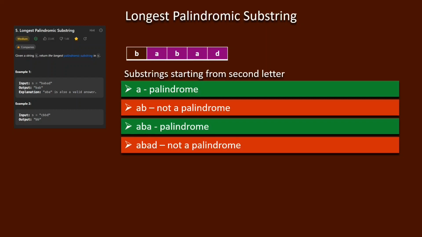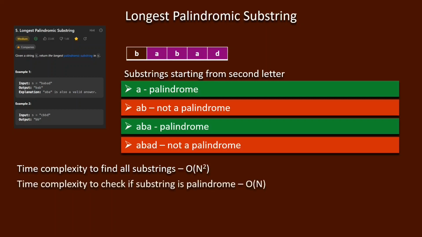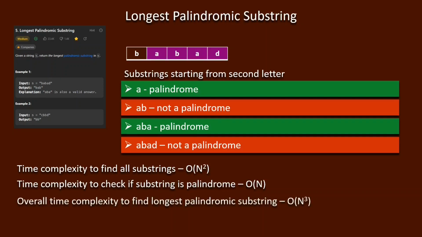And the time complexity to find all the substrings given a string is big O of n square. And the time complexity to check if a substring is a palindrome or not is big O of n, if you recollect from the sliding window technique. So the overall time complexity of this approach is big O of n cube. We can use the same sliding window technique to optimize this problem.